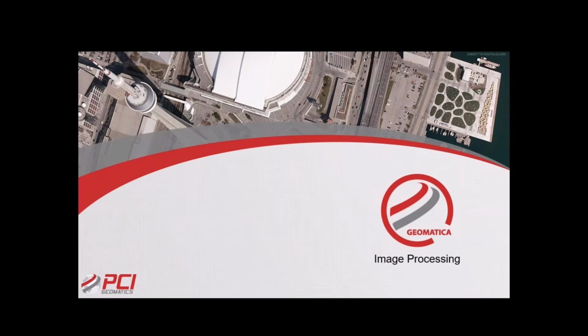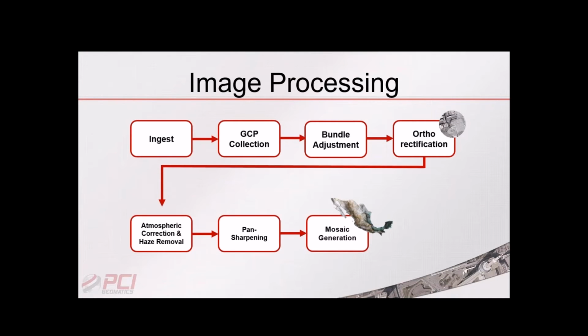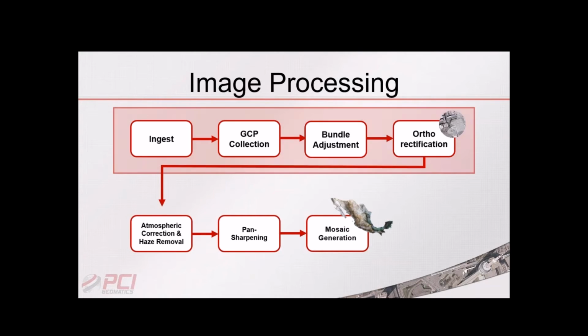So for the first portion, image processing, here we have our standard image processing workflow. In the first portion right here, we have the initial necessary steps to produce an orthorectified product that's highly accurate. And this orthorectified product is necessary for analysis later on. So this includes steps like GCP collection, tie point collection, and then bundle adjustment to compute new orientation and positional parameters for your imagery, and then finally orthorectification.